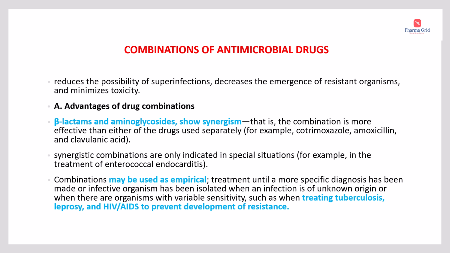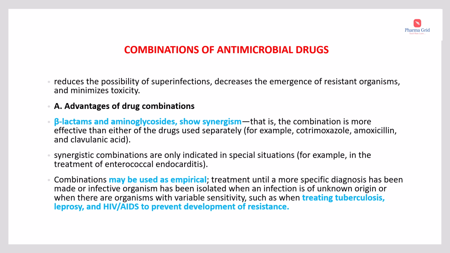First example is beta-lactams and aminoglycosides. They show synergism. Synergism means the combination is more effective than either of the drugs used separately. For example, cotrimoxazole, which is a trimethoprim-sulfamethoxazole combination, then amoxicillin and clavulanic acid. So these combinations show synergism, that is, the combination is more effective than either of the drugs given separately. Synergistic combinations are only indicated in special situations, for example in the treatment of enterococcal endocarditis, etc.